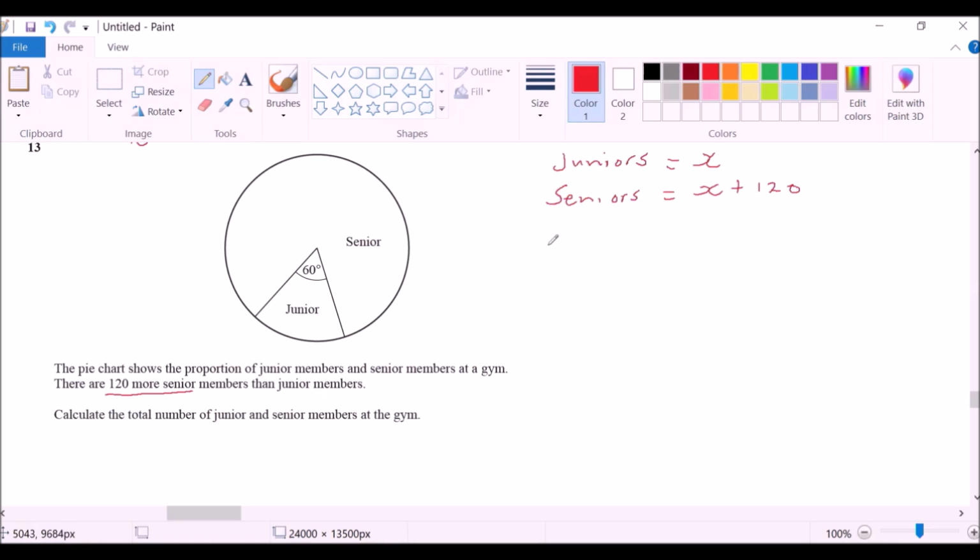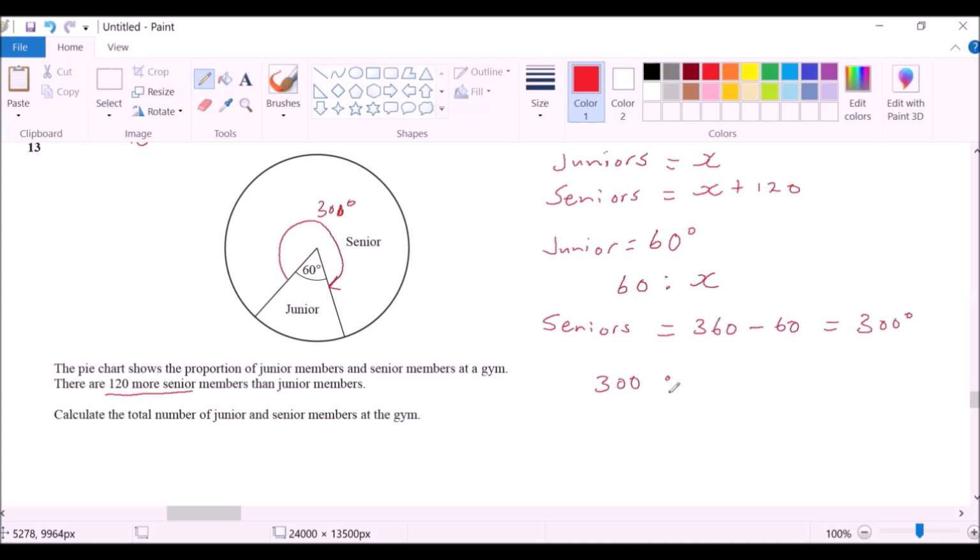So for the junior members, we have 60 degrees. So 60 corresponds with x, which is the number of junior members. The angle that corresponds to seniors is 360 minus 60, which is 300 degrees. So this is 300 degrees corresponding to the seniors. So 300 degrees corresponds to the number of seniors, which is x plus 120.